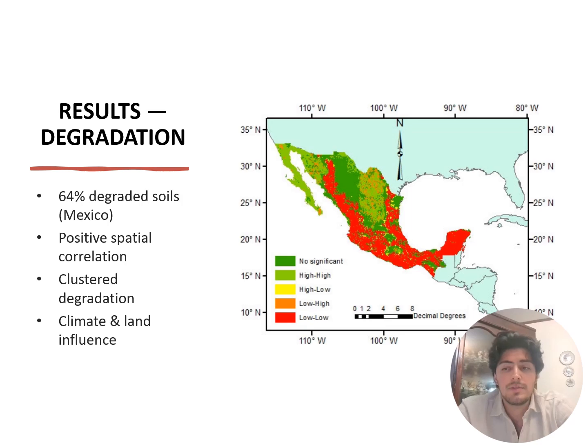About degradation, in the case of Mexico, around 64% of soils are affected by some level of degradation. The spatial analysis revealed that degradation is not random, but rather forms clusters, especially in arid regions.